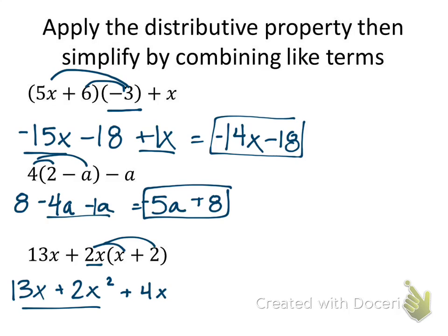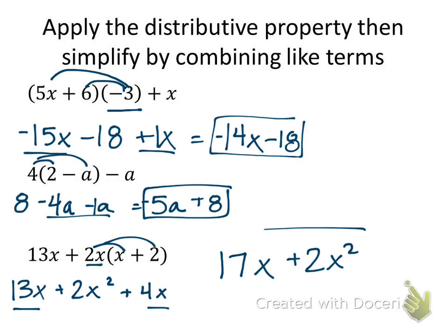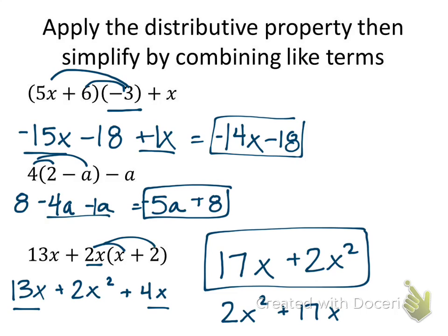So now what I'm going to do is find my like terms. What are my like terms? 13x and 4x, which add to give me 17x. And then what am I going to do with 2x squared? Plus 2x. Very good. We just tack it on to the end. Now, technically, if we were writing this in standard form, it would need to be written like this. But for this test, I will not take off if you don't write it in standard form because we haven't gotten to that section just yet.